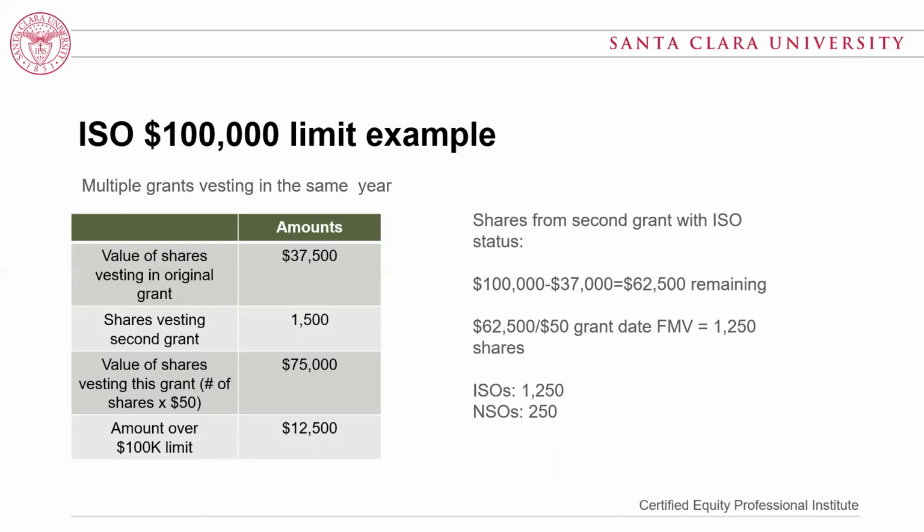The 1,500 shares have a total grant date value, again, going by fair market value on the date of grant. For the second grant, it was $50. So the 1,500 shares have a total grant date value of $75,000, which puts them over the remaining limit. The remaining limit was $62,500, so they're over that limit by $12,500. The original grant remains all ISOs, but the second grant of 1,500 is only partially ISOs, as shown here.